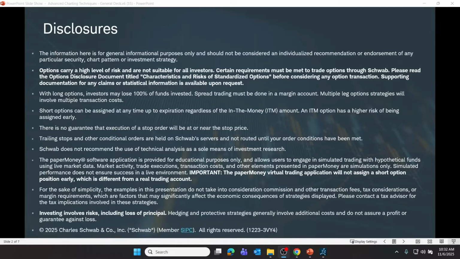And of course, as we do, first thing that we need to do is consider the risks associated with trading and investing. So bear these important disclosures in mind. The information here is for general informational purposes only and should not be considered an individualized recommendation or endorsement of any particular security, chart pattern, or investment strategy. Schwab does not recommend the use of technical analysis as a sole means of investment research. And investing involves risks, including the loss of principal.